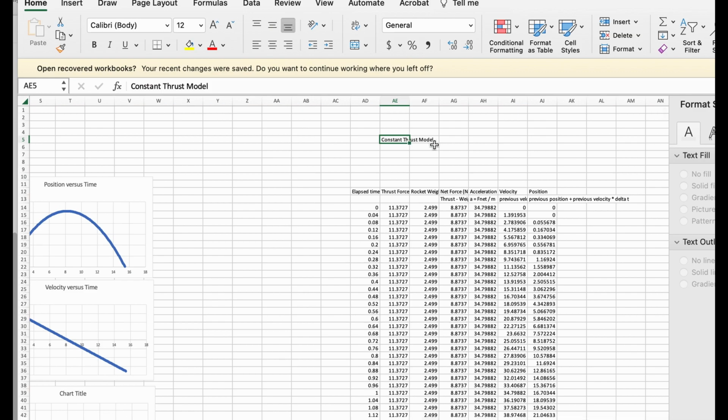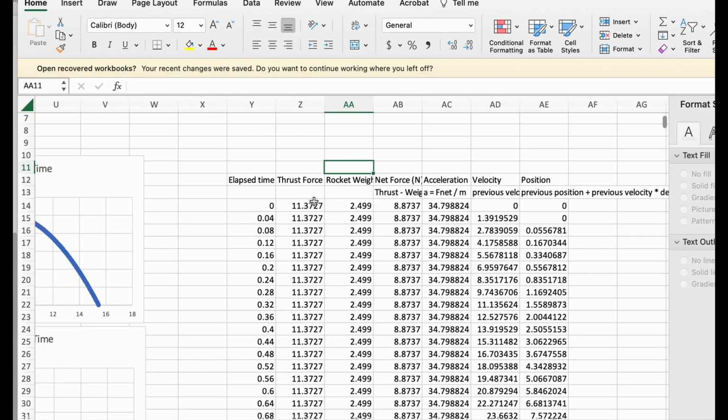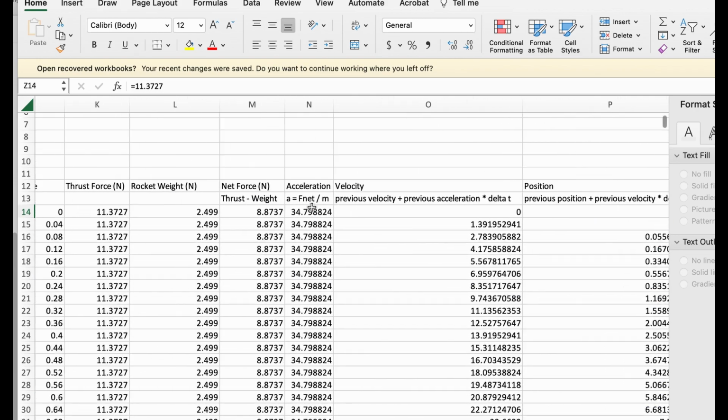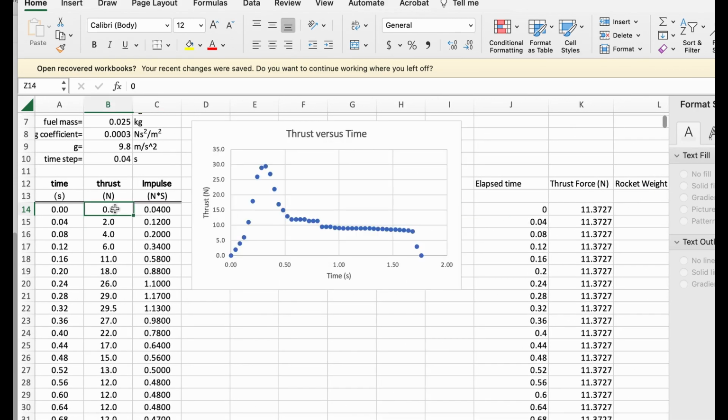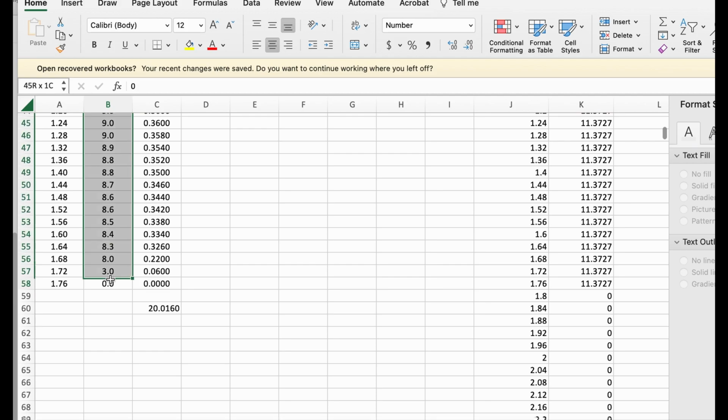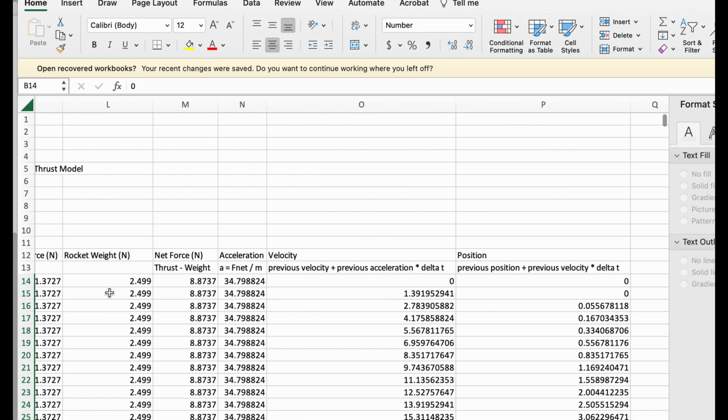Now this is not going to be a constant thrust model. This is going to be a variable thrust model. I'm going to just change the thrust to these values which they gave. So let's copy those.